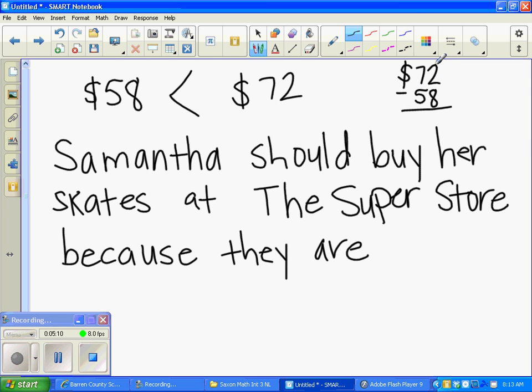Now, hold up 2 fingers. Can you take away 8? No! Go to the 7. Say, Mr. 7, can we borrow one from you? He's so nice. He says, sure, I'll become a 6 so that you can become a 12. 12 minus 8, 4. 6 minus 5, 1. So Samantha should buy her skates at the superstore because they are $14 cheaper or less. That's a big difference, isn't it, for one item?